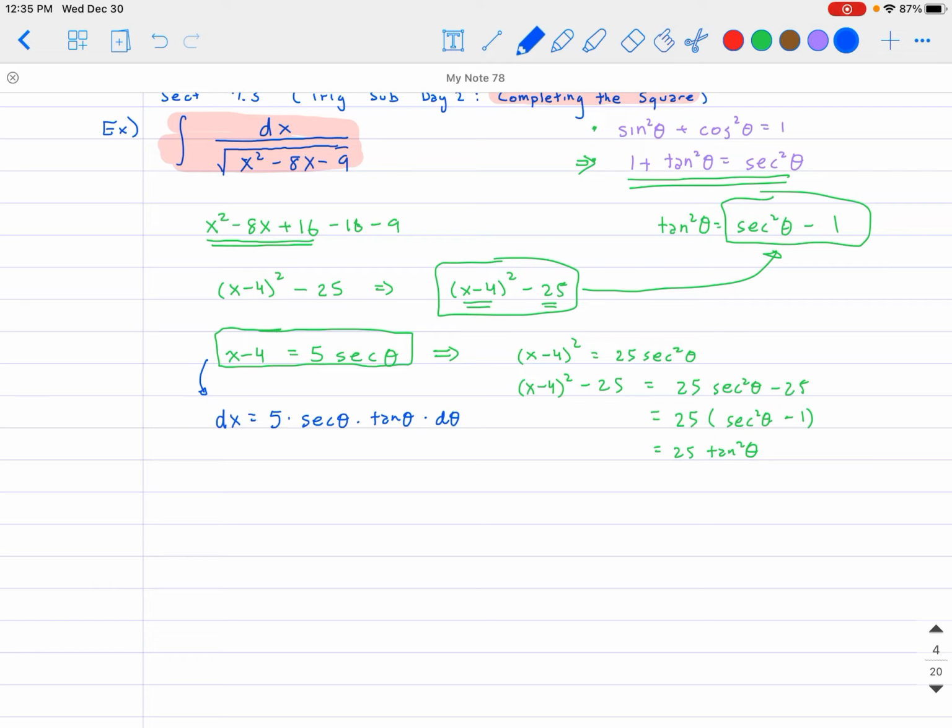Okay, go back to our original equation and make that substitution. In the integral, the top part, dx, gets replaced by this whole thing that we just solved for.